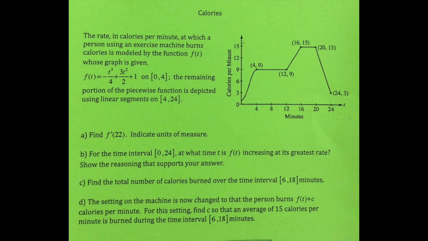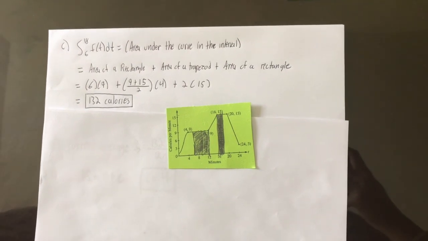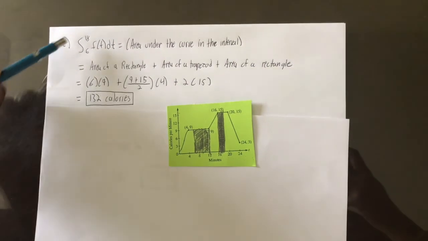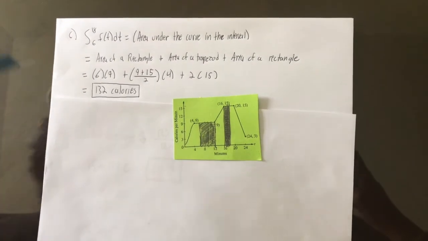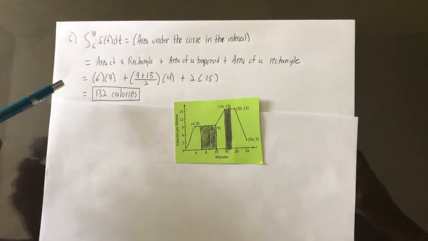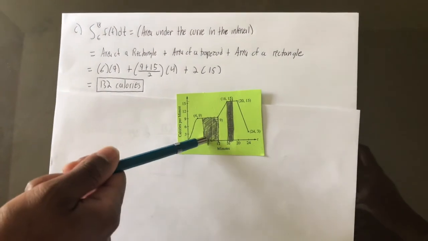Find the total number of calories burned over the time interval 6 to 18 minutes. The question asks to find the total number of calories burned on the interval 6 to 18. To do this, we have the rate at which calories are burned. So all we have to do is integrate it to find the total number of calories burned on the interval 6 to 18. We have a picture of the graph.